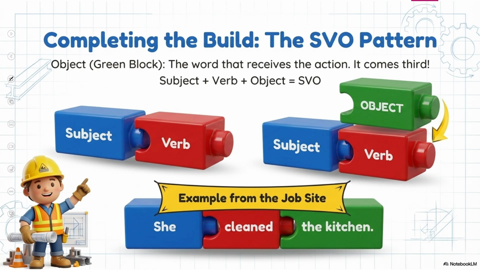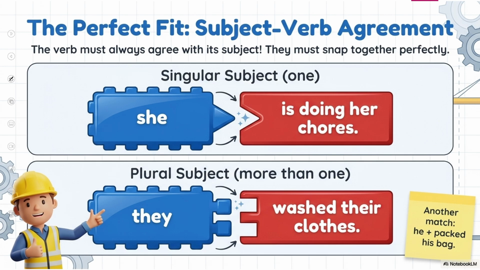Then we have the second pattern, which is SVO, subject verb object pattern, and we have the example, she cleaned the kitchen. Here she is the subject, cleaned is the verb, and the kitchen is the object, which is the second pattern. Then we have to look at the important thing, which is subject verb agreement. She is doing her course. Here she is singular, that's why we are using a singular helping verb or auxiliary verb. Again, when your subject is plural, then you have to use a plural auxiliary verb.